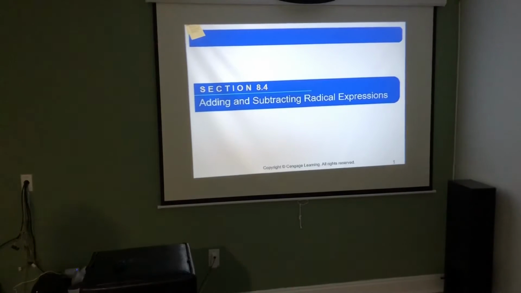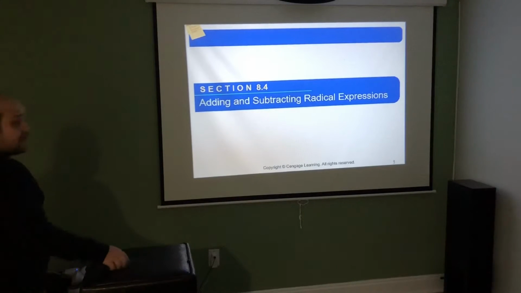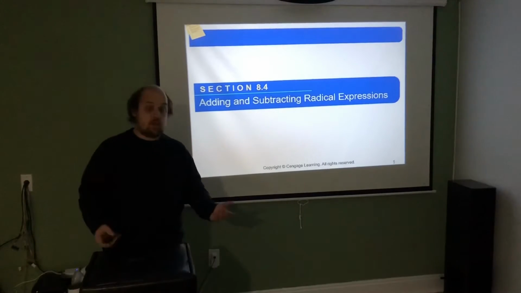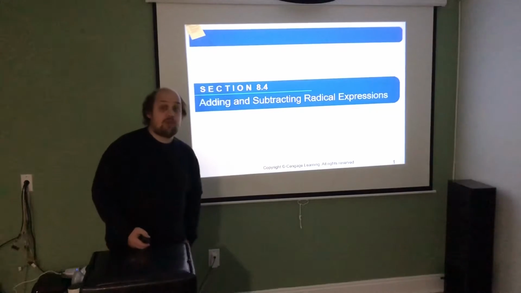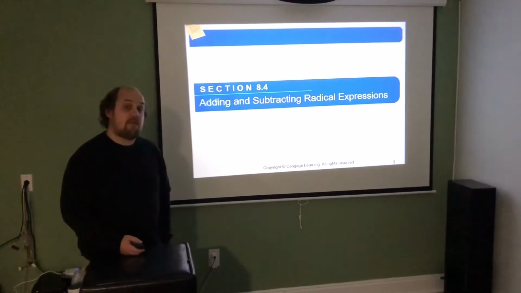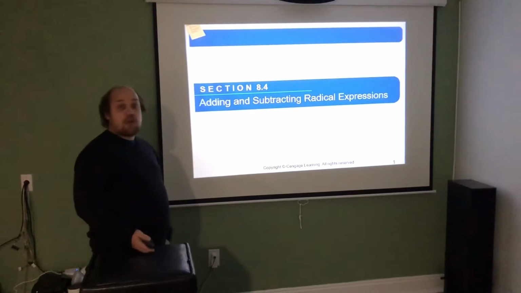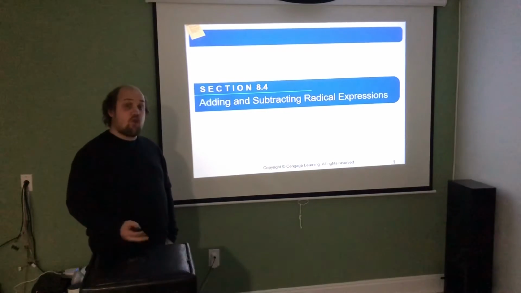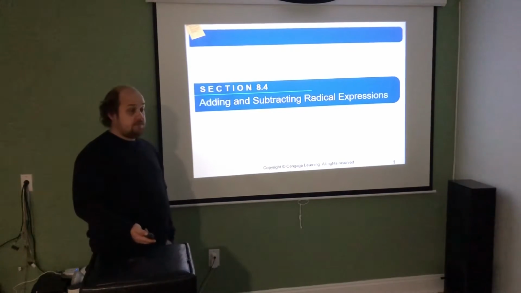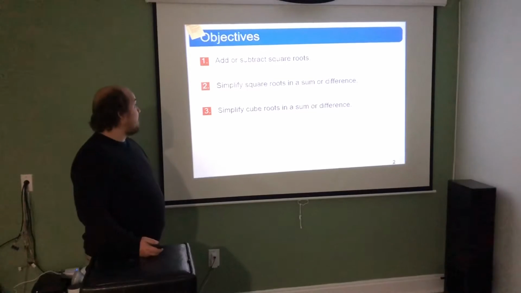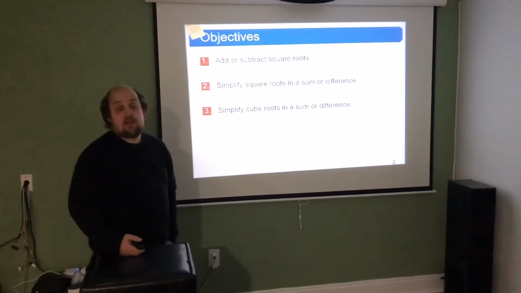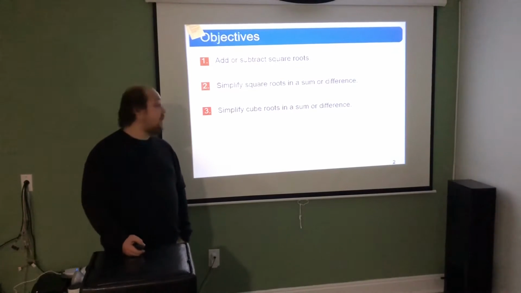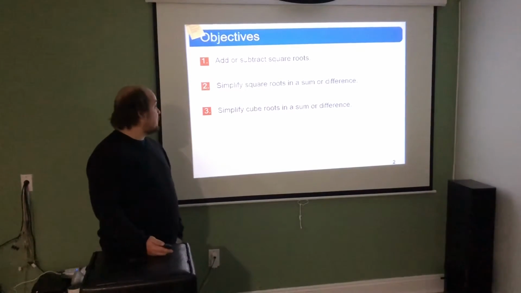Section 8.4 is about adding and subtracting radical expressions. We're going to begin with radical expressions that are already in the proper form. Then we're going to look at ones that we have to simplify in order to put them in the proper form to be combined. In all cases, we need to worry about making sure that only like terms are being combined. So we're going to start by adding or subtracting square roots. Then we're going to look to simplify, then add and subtract, and finally we're going to look at how it works with cube roots.